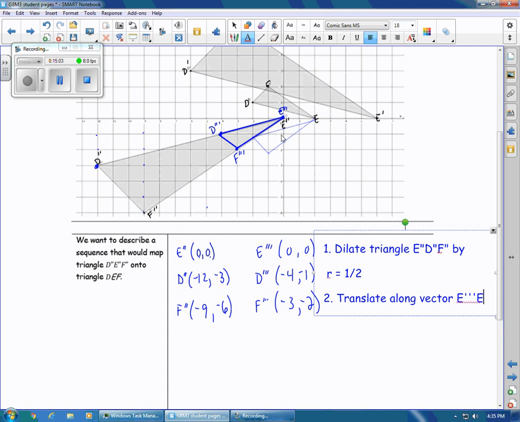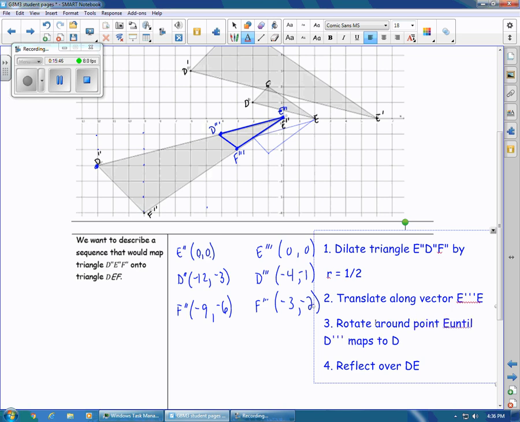Now that I've translated and my E's are next to each other, I'm going to rotate until D triple prime maps to D. And then finally, I'm going to reflect over DE. Remember, we reflect over a line. We can rotate around a point. Ooh, I didn't say what I'm rotating around. Rotate around point E until D triple prime maps to D. So that would be all my steps. And yes, they are long steps.